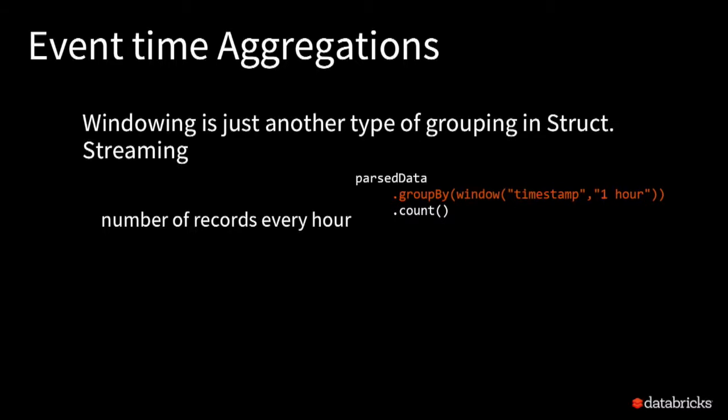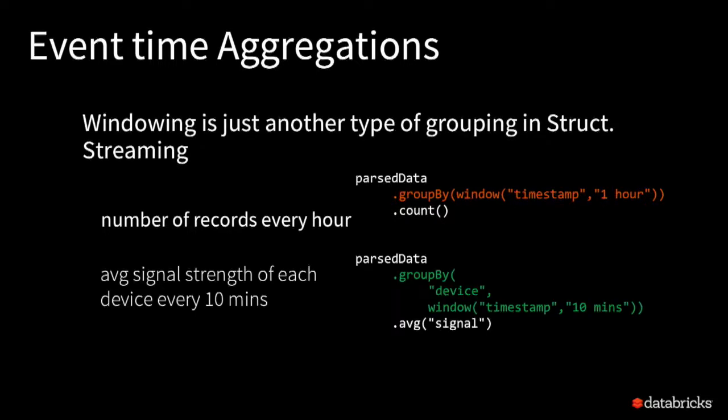So what this gives is essentially the number of records every hour. You can also group by other columns, for example per device. Say you want the average signal strength of each device over the last 10 minutes. This is window on timestamp of 10 minutes, as well as grouping by the device, and finally the average of the signal strength. So your windowing becomes as simple as grouping. And of course, this supports your user-defined aggregate functions. There are different APIs for specifying your aggregate functions and stuff.